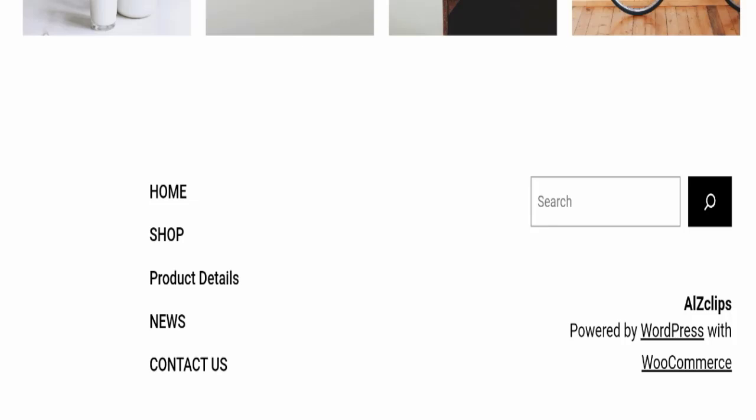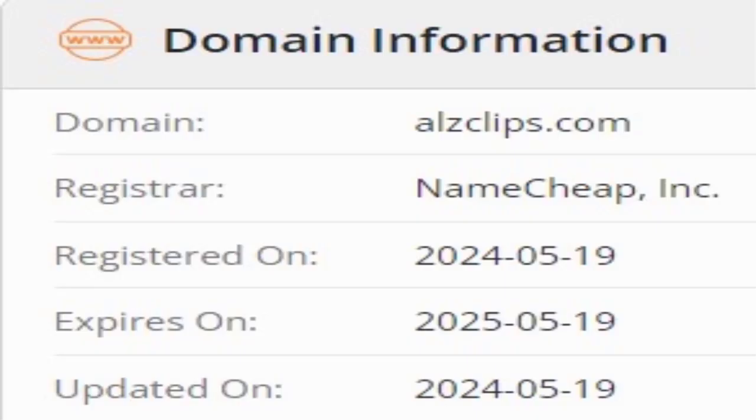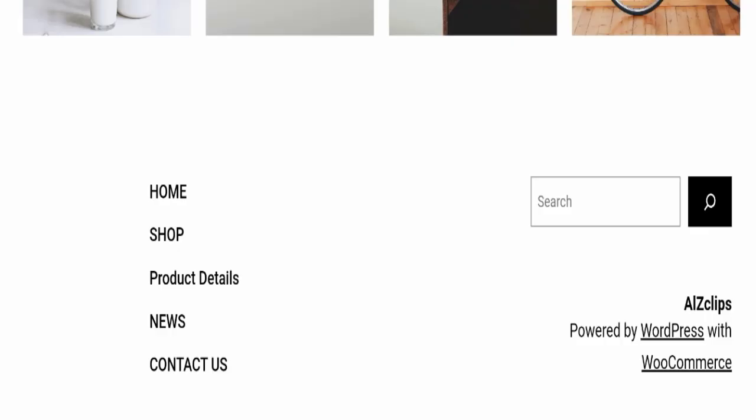Now we will talk about the legitimacy factors with the help of which you can judge whether this website is a legit website or a scam website. This website is secured by the HTTPS protocol and SSL integration to keep the details and transactions safe, which is a good sign. This website was registered on 19th of May 2024 and it will expire on 19th of May 2025, which means that this website is young because it has been registered only a few months ago.